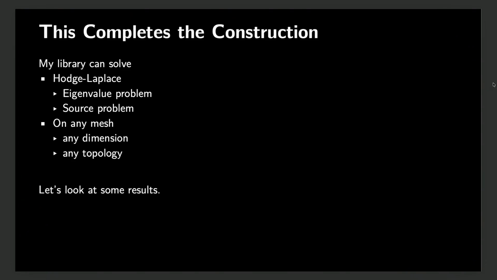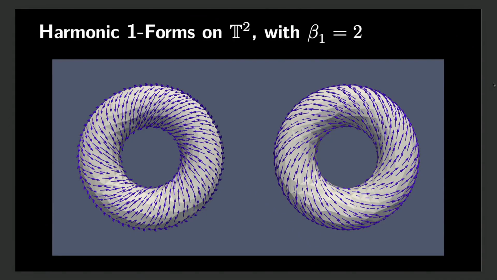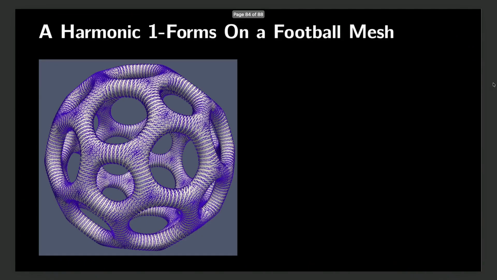So my library is then capable of solving Hodge-Laplace problems, eigenvalue problems, and source problems, basically on any mesh of any dimension, any topology. And I want to look at a few results. Here, for instance, we have the torus, and we try to compute the harmonic one-forms. And the torus basically has two one-dimensional holes, one obvious one you can all see, and another one that goes along the rim basically. Since this is hollow, there's a second one-dimensional hole here inside. And so, since there are two holes, there must be two harmonic one-forms, and these are here visualized as vector fields. They're perpendicular to it and span this space of harmonic forms.